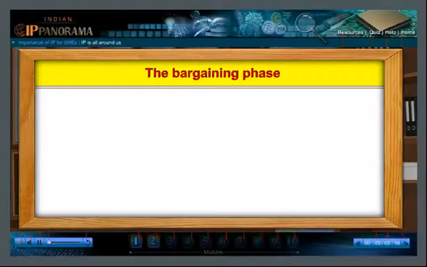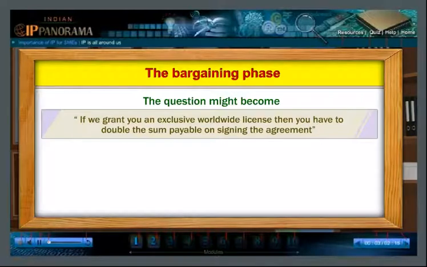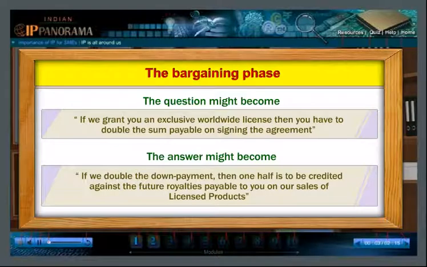The bargaining phase. The question might become, if we grant you an exclusive worldwide license, then you have to double the sum payable on signing the agreement. The answer might become, if we double the down payment, then one half is to be credited against the future royalties payable to you on our sales of licensed products.